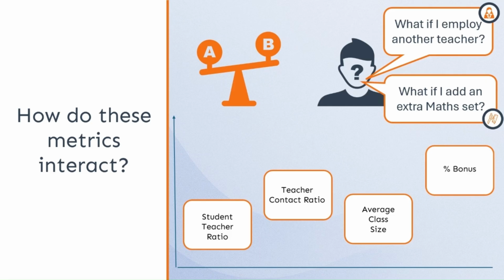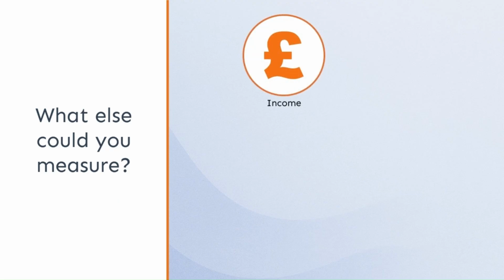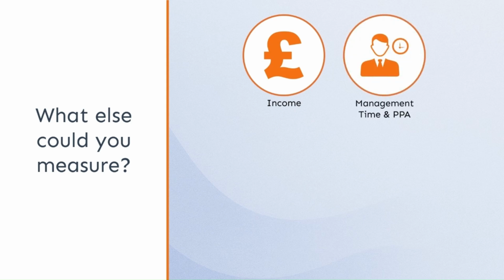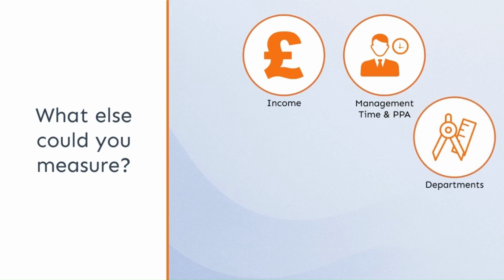So far, we've kept things intentionally simple, but ICFP can go much further. If you want to deepen your analysis, you could collect extra data to explore things like income per student and average cost per lesson. With this, you can calculate the theoretical curriculum you could afford. You could explore the distribution of management time, and PPA time, and ECT time, and compare these across the trust. Metrics can also be broken down by department. The breakdown of staff pay scales can be measured and analysed.